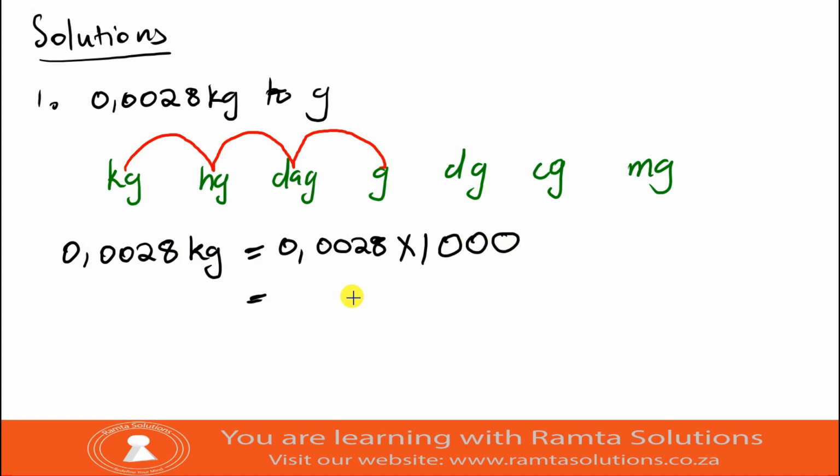Now what is your answer? Let's confirm: 0.0028 multiplied by 1,000. Okay, it's 2.8. Your answer is 2.8 grams. You guys see it now? Your answer is 2.8 grams. That's your answer. Right, let's try number 2.